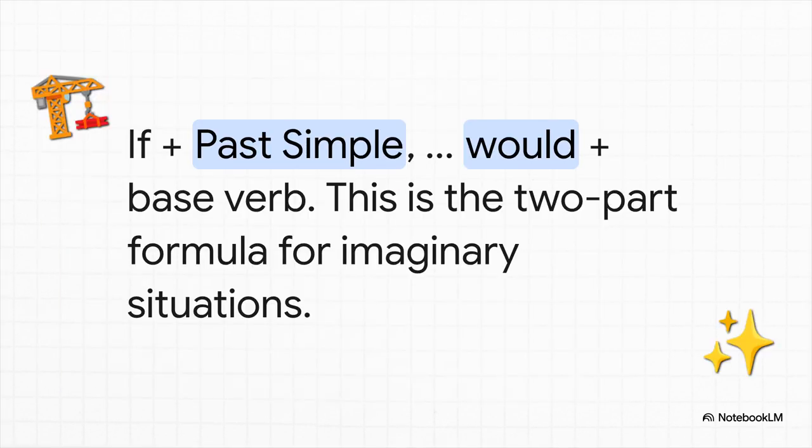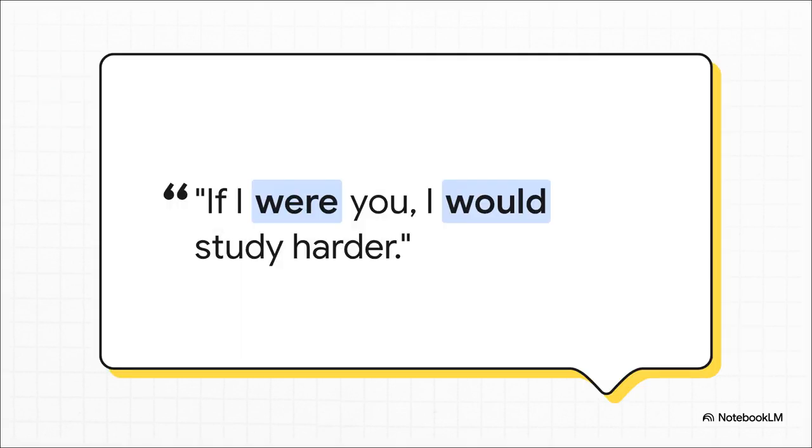And there's a really simple formula for it. It's a two-part structure. You have your if part, which sets up the imaginary situation, and you use the past simple tense for that. Then you have the second part, which describes the result, and for that you use would plus the main verb. Once you get this pattern down, you can create a million different what-if sentences. It's awesome.